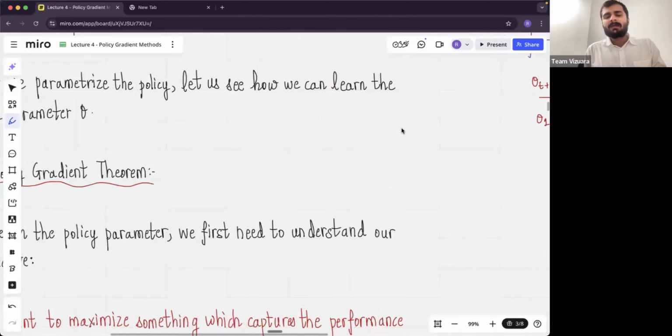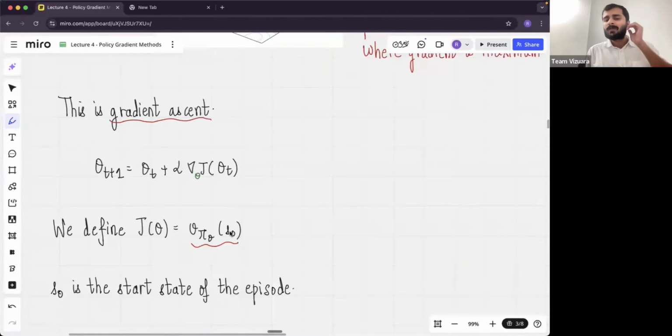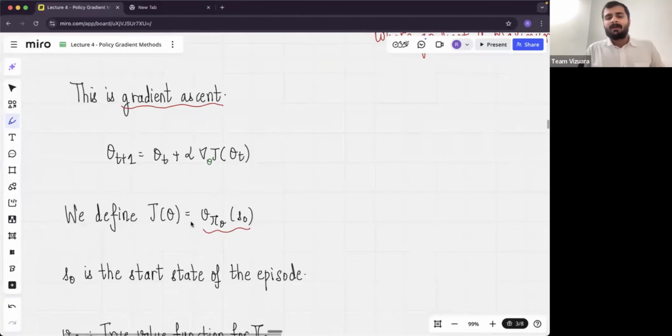Before we do that, first let's understand how this performance measure is defined. The performance measure is defined in a very simple way. It's defined as the value function of the initial state of the episode.